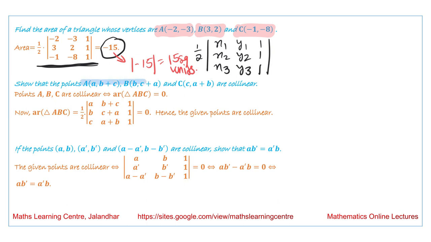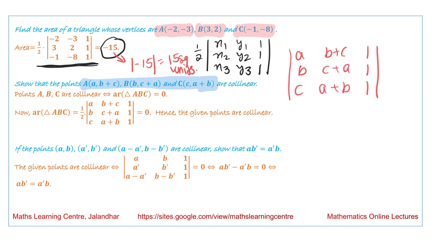Next is, prove that these 3 points given are collinear. A is (a, b+c), B is (b, c+a), and C is (c, a+b). We have to prove that these are collinear points. So to prove this, we are going to write the area of the triangle which is formed by these 3 points. First point is a, b+c, 1, then b, c+a, 1, and next c, a+b and 1. If we solve this determinant, the area is given by 1 by 2 into this. We are saying suppose these 3 points A, B, C form a triangle, they are not collinear. If they are not collinear, then the area of that triangle will be given by this.